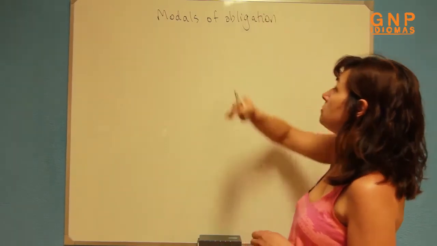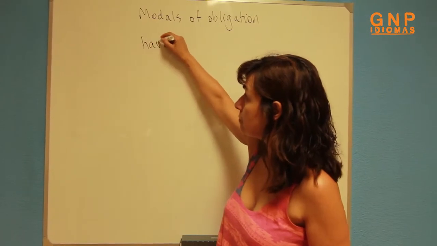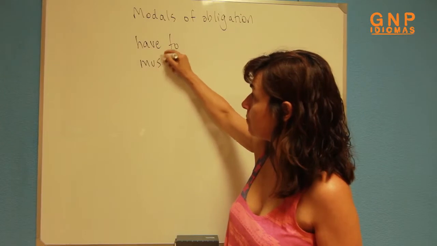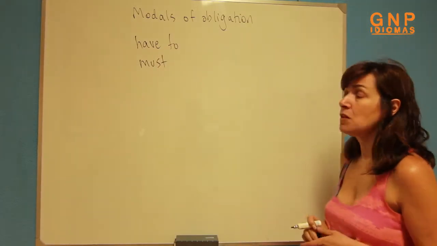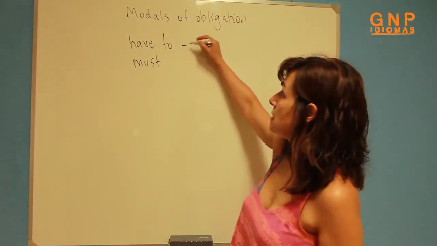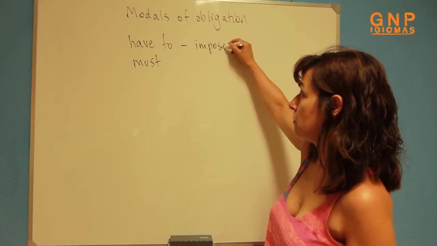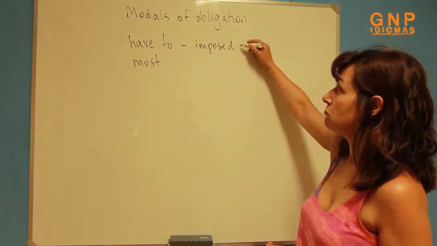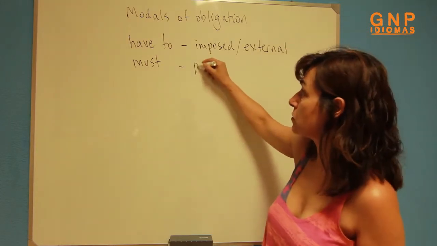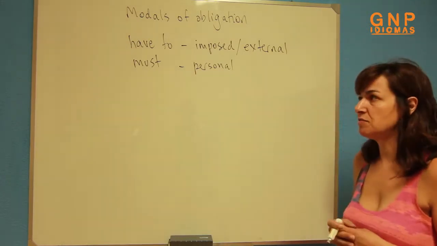There are two modals, and they are have to, which is actually a semi-modal, have to and must. Okay. Now, they're pretty much the same in most contexts. But have to is an imposition. It's obligation that's imposed. All right. It's external, so to speak. Whereas must is personal. So it's accepted by the speaker, and that's the main difference.